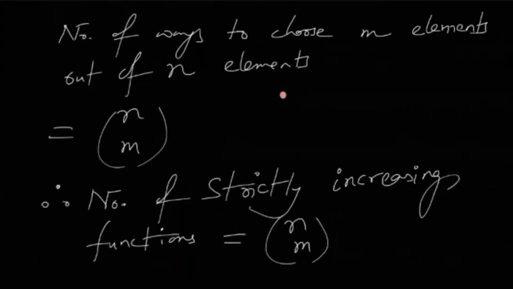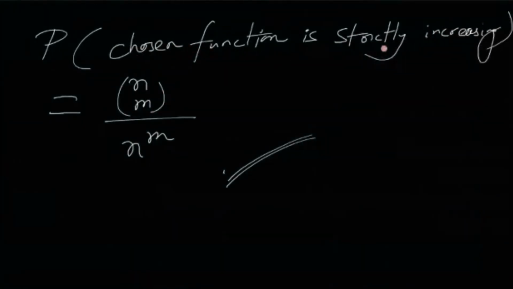The number of ways to choose m elements out of n is n choose m. For each of these possibilities, there corresponds exactly one arrangement of the elements in strictly increasing order, and hence exactly one strictly increasing function corresponds to each of these n choose m possibilities. Therefore, the number of strictly increasing functions is n choose m. Now we know the number of strictly increasing functions and the number of functions possible. So the probability that the chosen function is strictly increasing is nothing but n choose m divided by n to the power m. That's it.